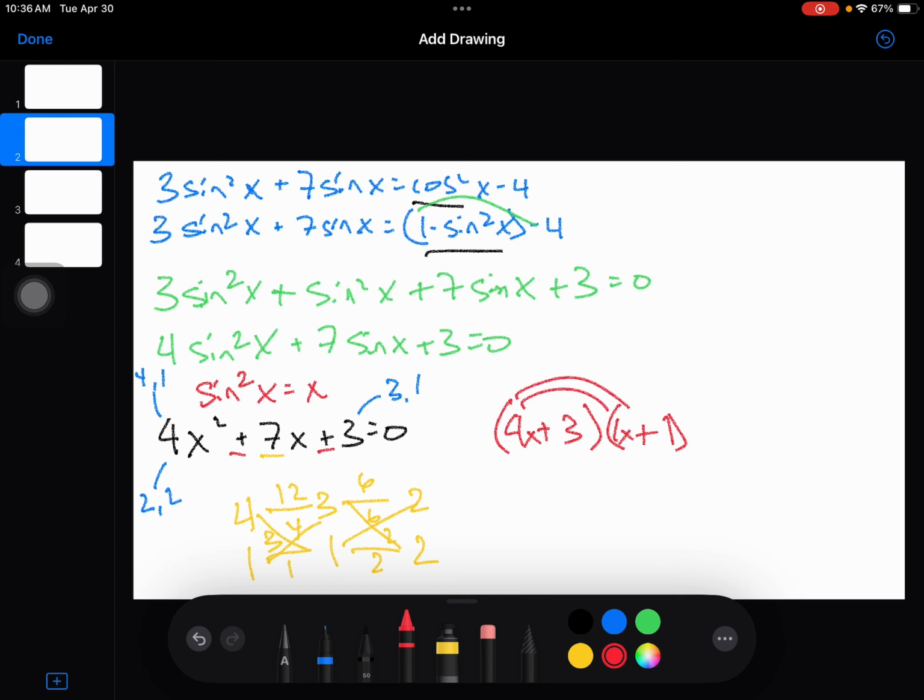We could then check that. 4x squared plus 4x plus 3x gives us 7x, plus 3 gives us 3, and that checks out. So 4x is equal to negative 3, x is equal to negative 3/4, and 1x is equal to negative 1, and we don't have to go any further with that. 1x is equal to negative 1, and so let's put that into the calculator again.